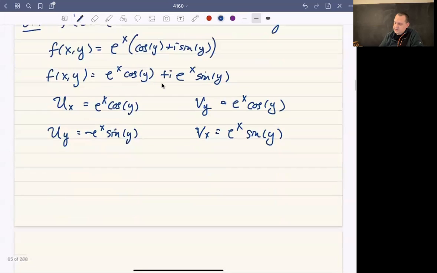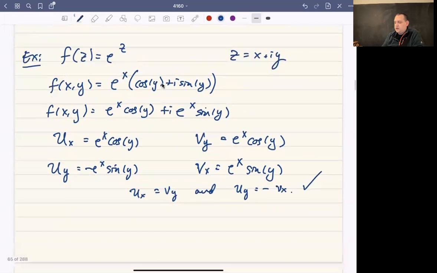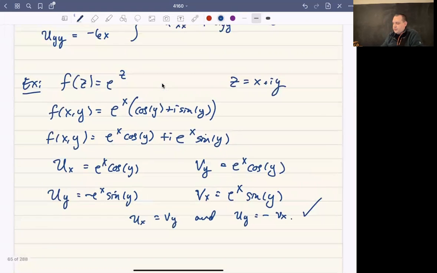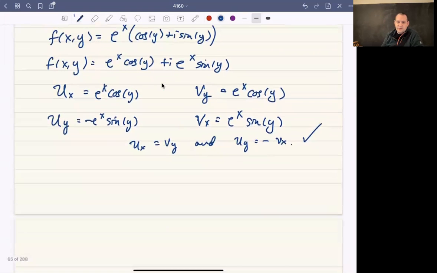Exactly like we want, we get that u sub x equals v sub y, and u sub y equals minus v sub x. So these really do satisfy the Cauchy-Riemann equations, and therefore f is differentiable everywhere. Finally, let's look at the harmonicity of the real and the imaginary parts, and we'll just do one of these again.